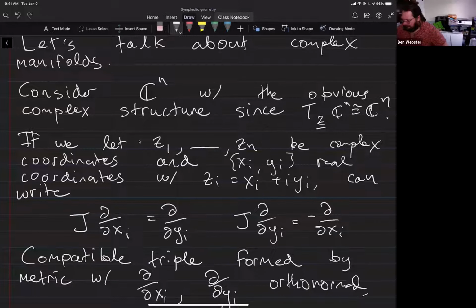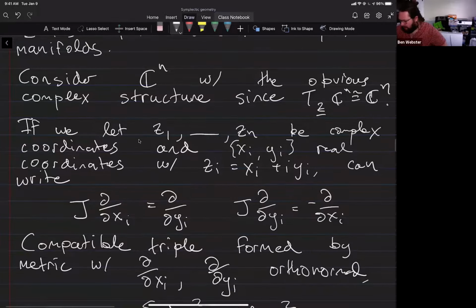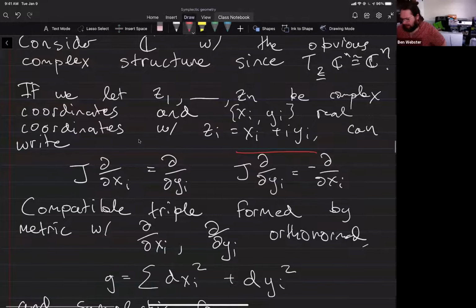A little more explicitly, we can pick complex coordinates Z1 up through Zn. We can break those up into their real and imaginary parts, xi and yi. And what's going to happen here is that J of ∂/∂xi is ∂/∂yi, and J of ∂/∂yi is minus ∂/∂xi, writing out explicitly what it means to multiply by i on the tangent space.